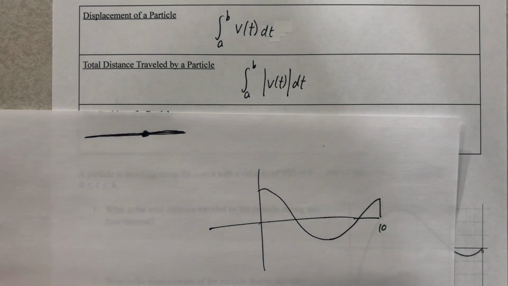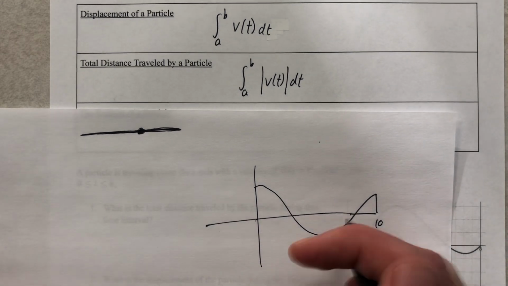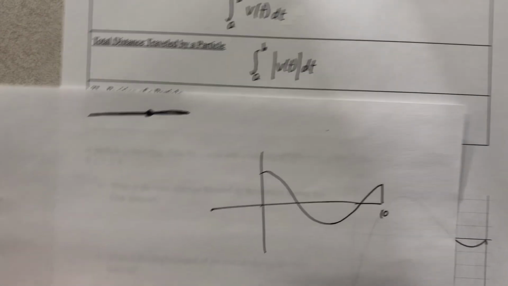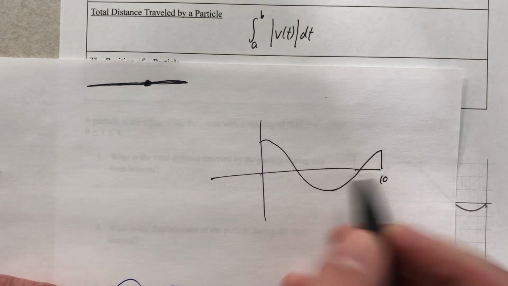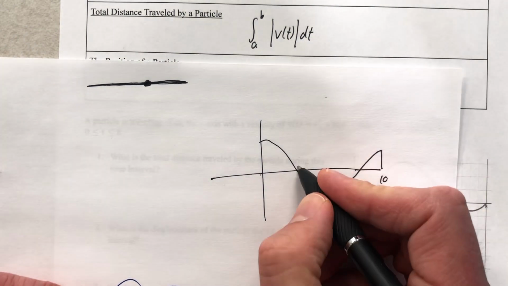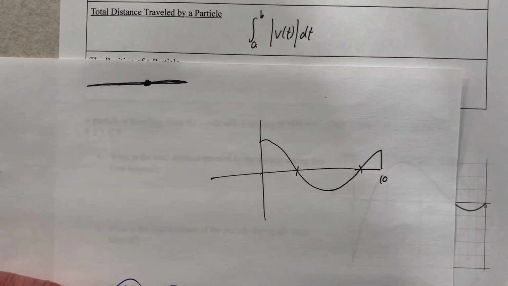And so sometimes in a situation like that, if we had this graph, if we had to do this by hand, we would find this area, this area, this area, make this one positive, and then add them all together. We'd have to break it up into pieces in separate intervals.